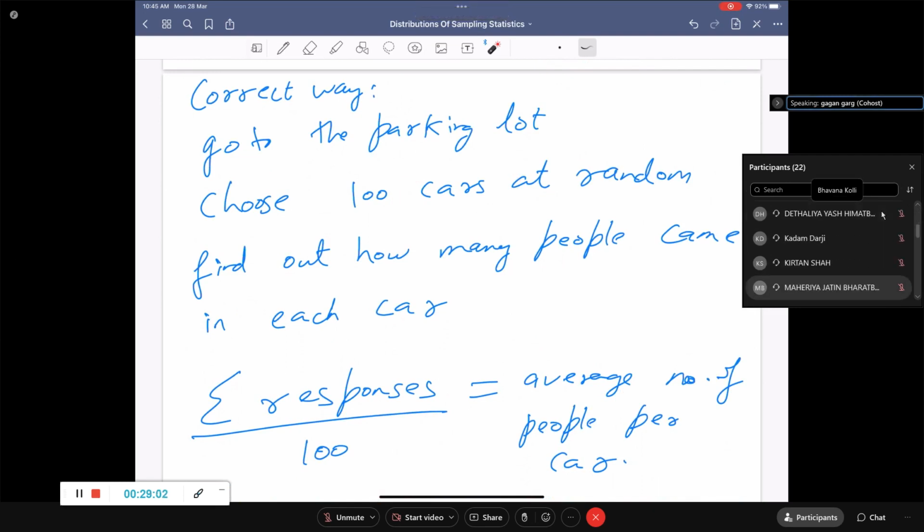It is an easy mistake to make. It is easy to think that, oh, let me survey 100 people at random and find out how many people were in the car along with them, and then I'll total that and I'll figure it out. But it doesn't work.